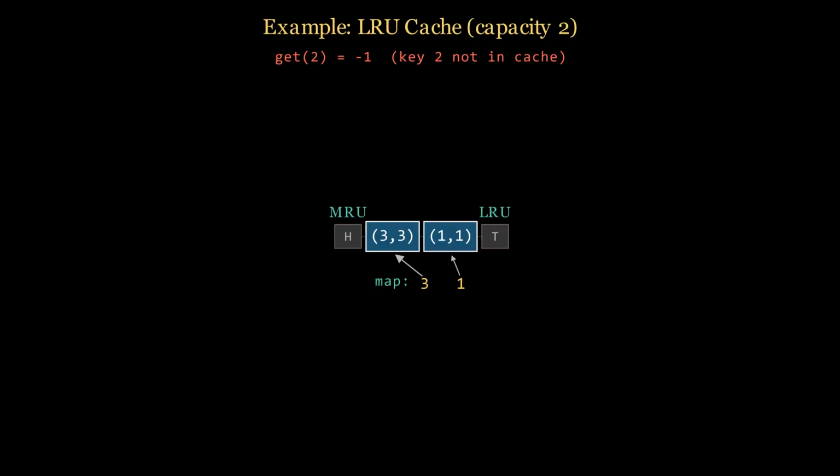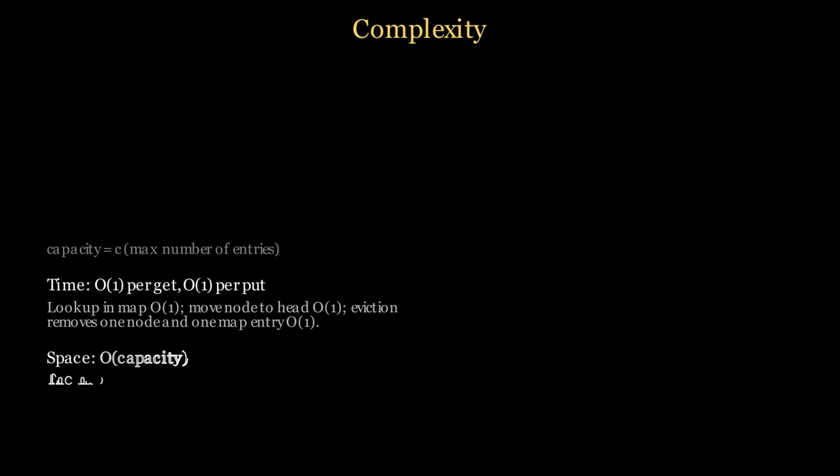Get 2. Key 2 is not in the map, we evicted it. We return -1. Get 3. We find key 3 in the map, follow to the node, and return the value 3. Both get and put are constant time, we look up in the map, move a node in the list, and at most evict one entry. Space is linear in capacity, the map and the list each hold at most capacity entries.